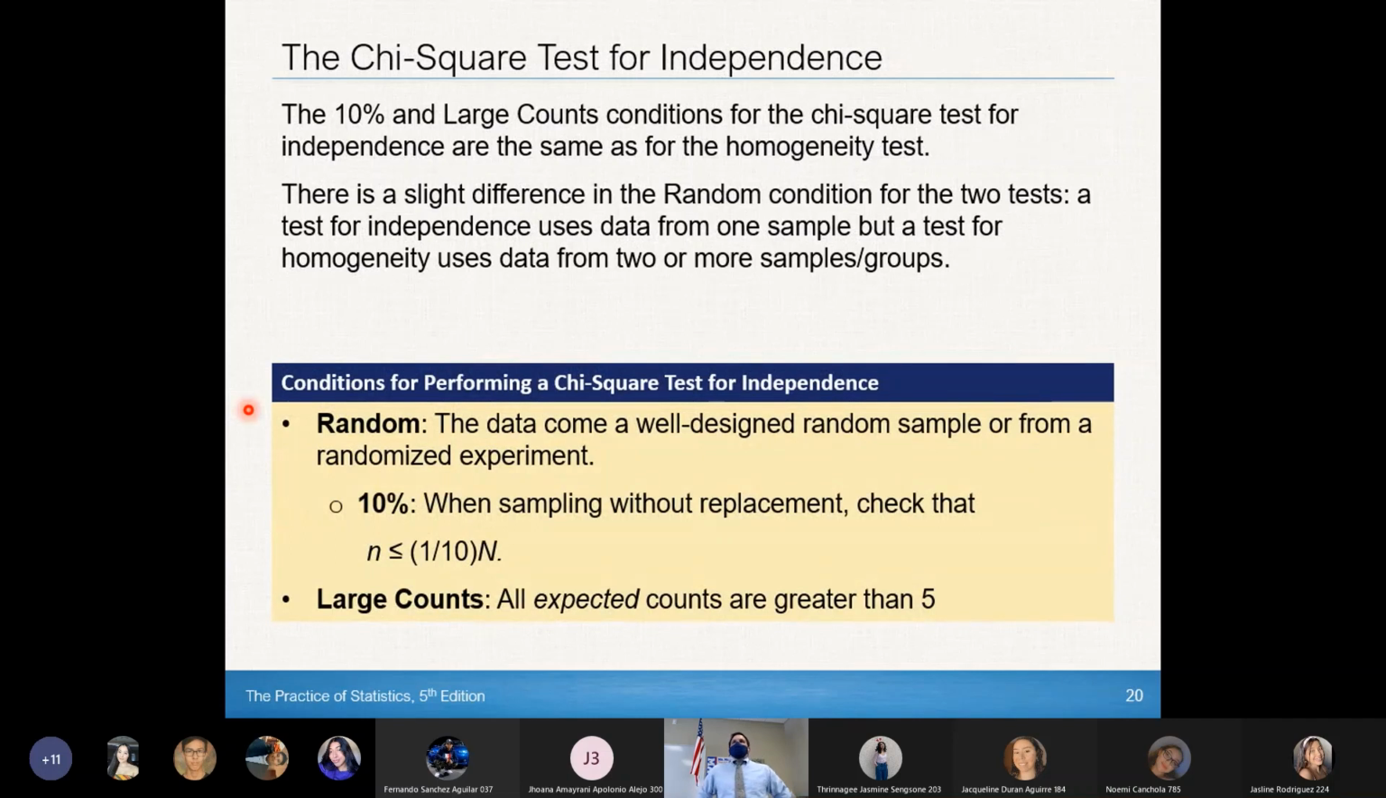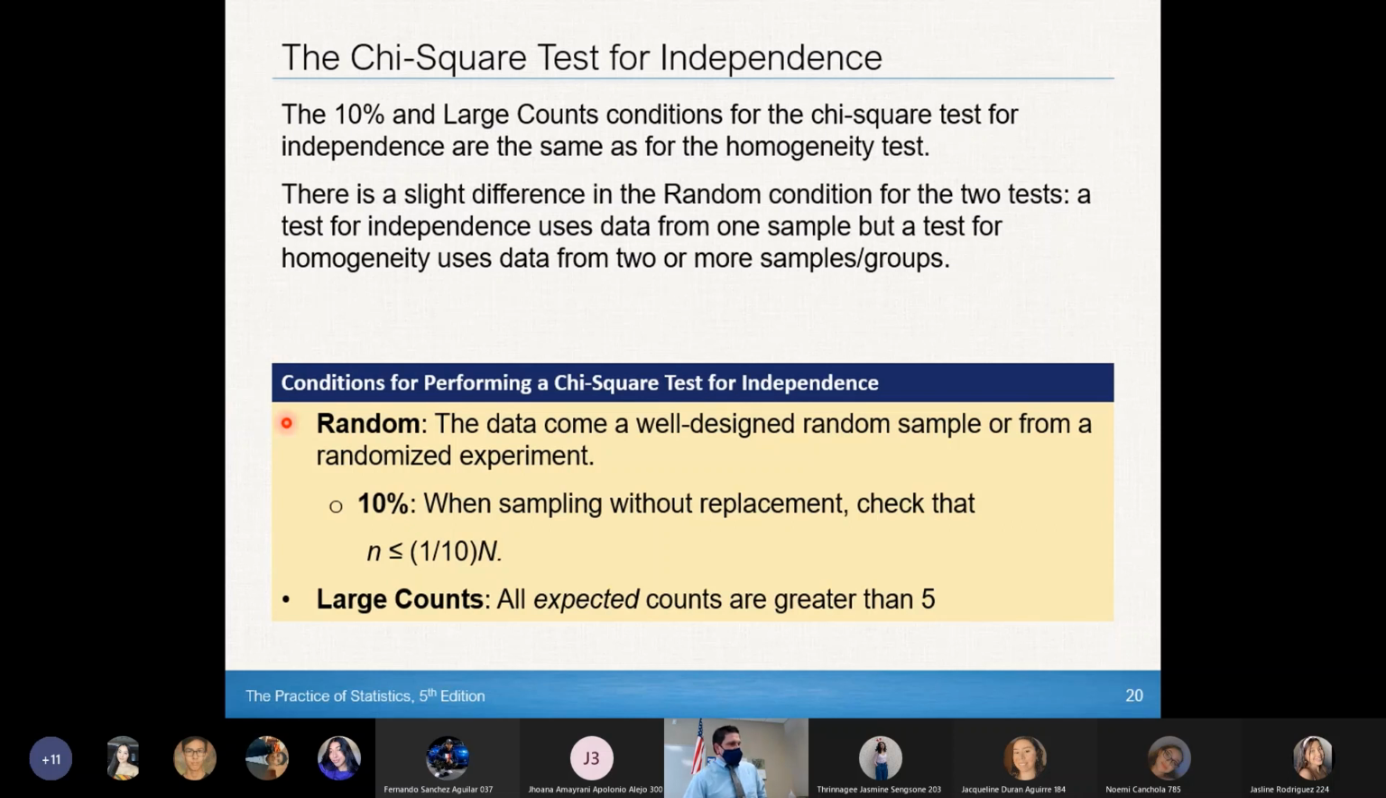The 10% and large counts conditions for the chi-square test for independence are the same as the homogeneity test. There's a slight difference in the random condition for the two tests. A test for independence uses data from one sample, but a test for homogeneity uses data from two or more samples or groups.